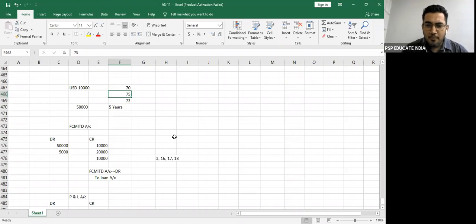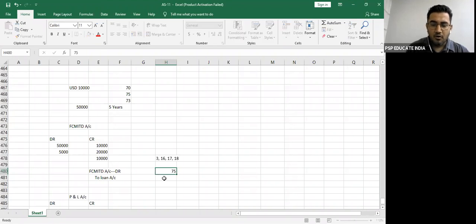ओके, जब आपकी लोन 75 पे रिकॉर्डेड है, अब जब उसका रेट 73 हो गया, अब जब उसका I'll give you an easier example, then I'll come to this. For example, suppose at the end of this year, at the end of the first year, when you charge this to FCMI TD account, immediately if you pay the loan, what is the rate at which you will have to pay? 75. Okay, so you will pay at 75.